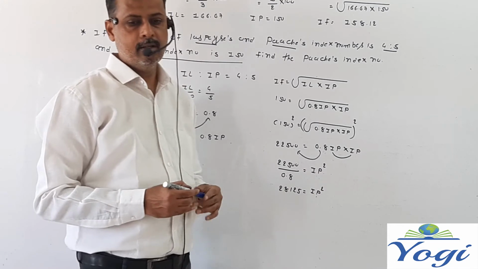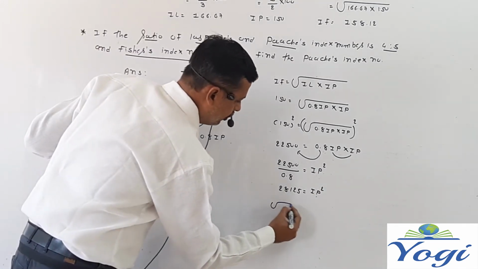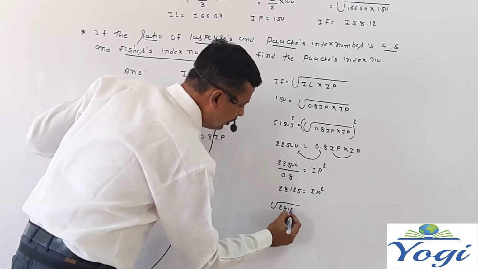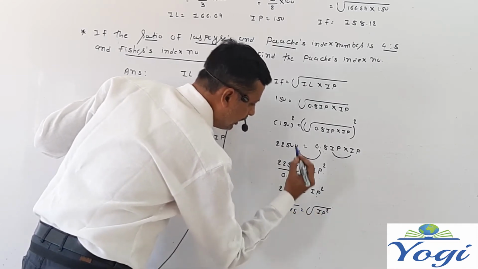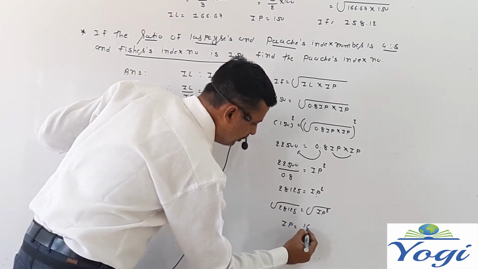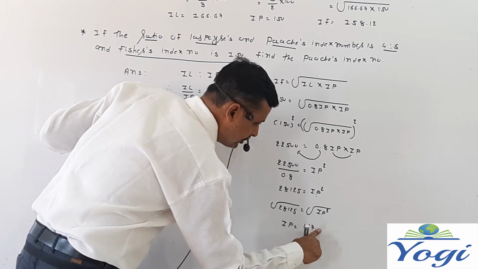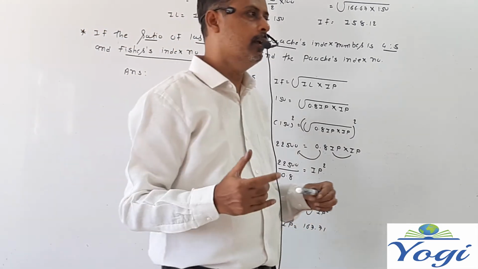Now here we take both sides root. So root of 28,125 and root of IP square. So our answer IP is equal to 167.71.